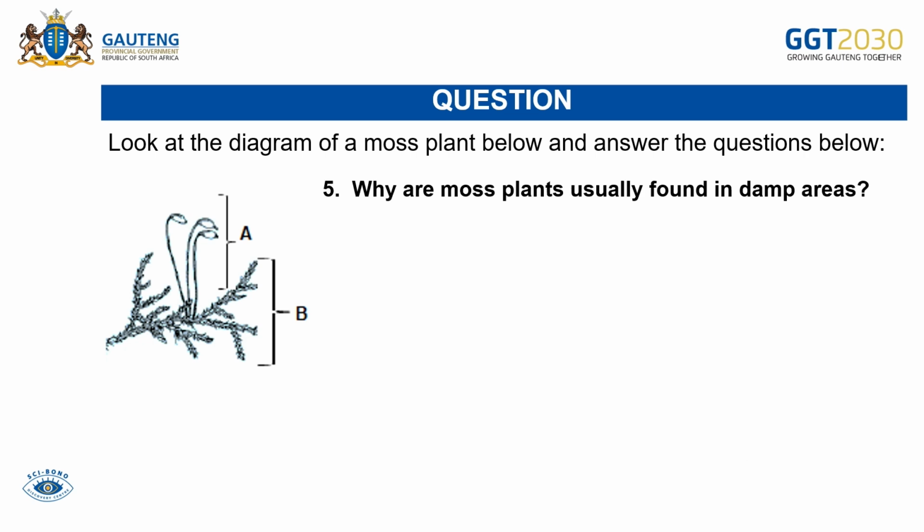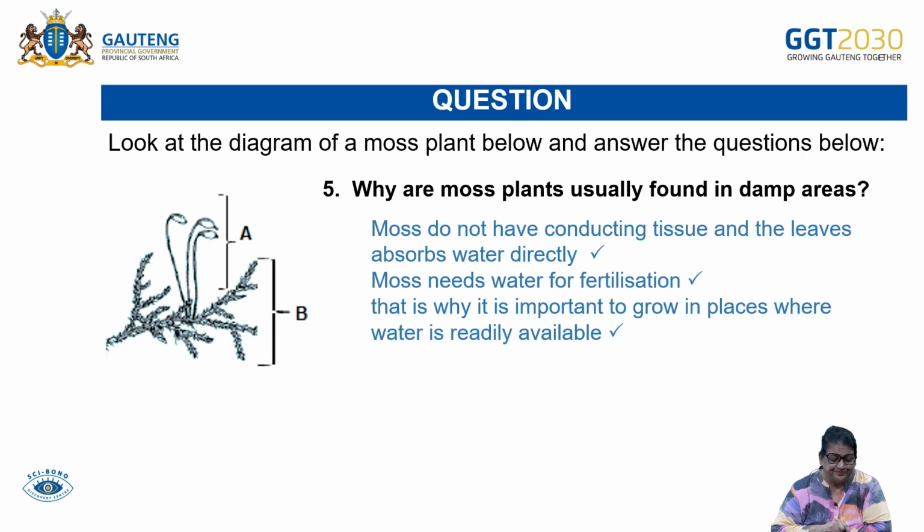Okay. Why are the moss plants usually found in damp areas? Because they require water for fertilization. Also, they want water to diffuse through their leaves into the chloroplast for photosynthesis. Anything that is damp has water or moisture. And here's the answer: mosses do not have conducting tissue. What's conducting tissue? Xylem and phloem. They don't have it.